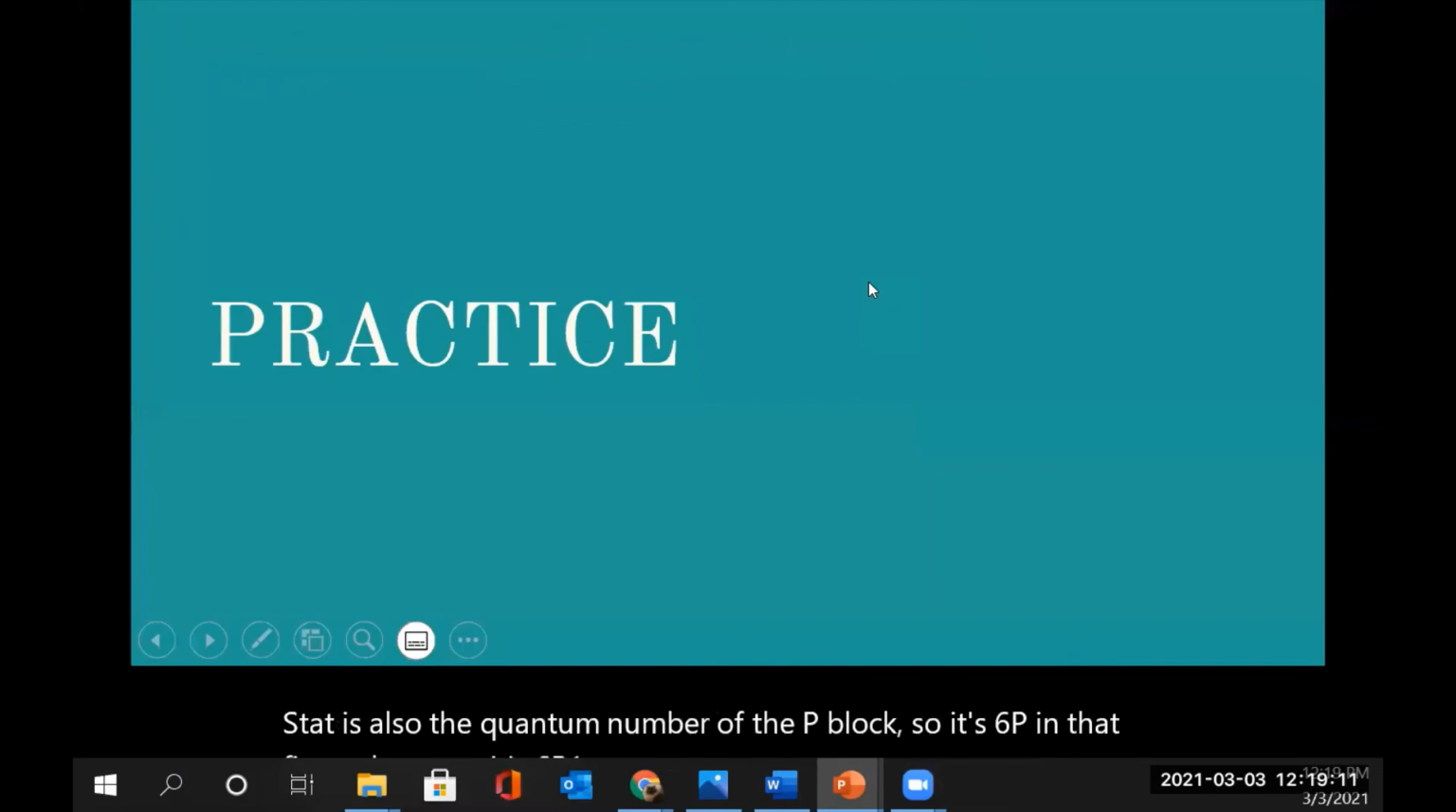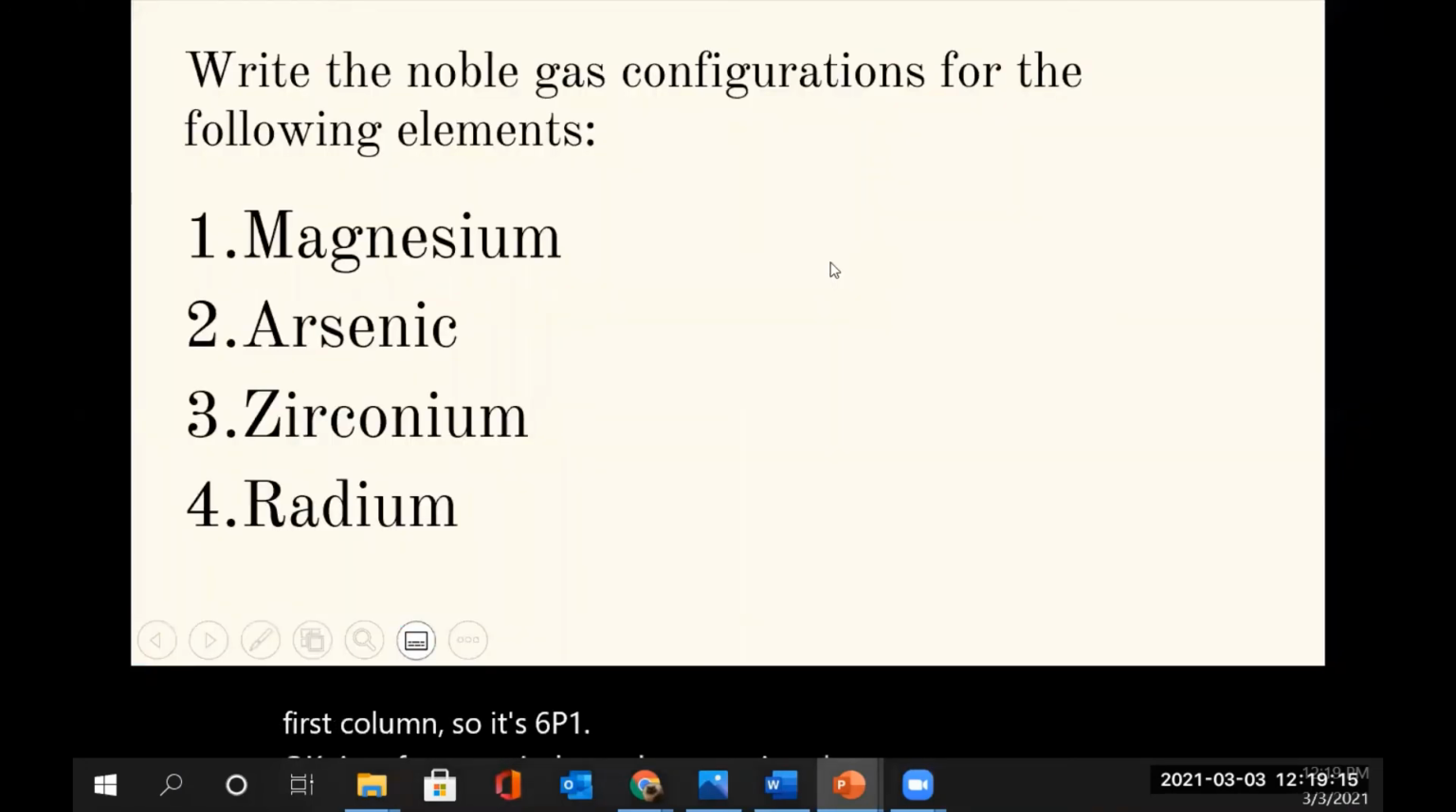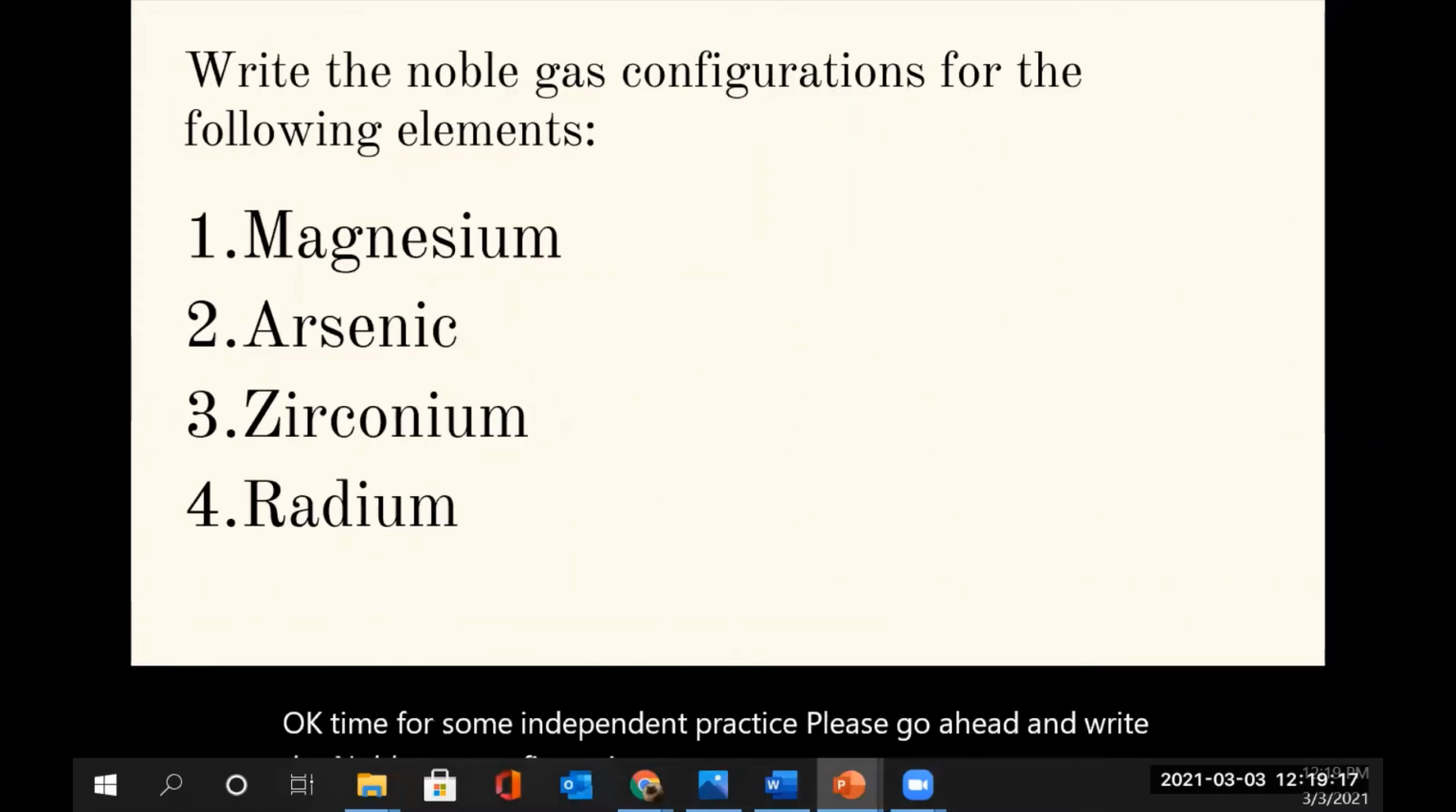Okay, time for some independent practice. Please go ahead and write the noble gas configuration for magnesium, arsenic, zirconium, and radium.